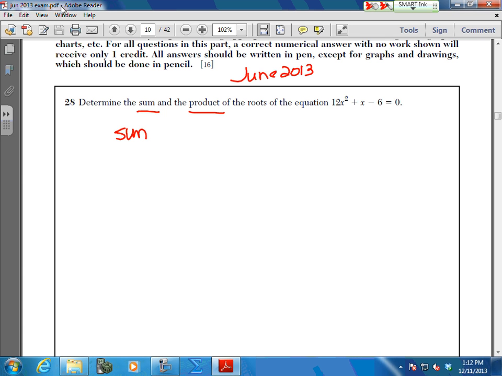The sum of your roots is negative b over a, and the product of your roots is c over a. It matches up to the formula for your quadratic equation. It's doing the opposite of when we break it down through the formula, we build it back up. So, pull these out. A is 12, B is 1, and C is negative 6.